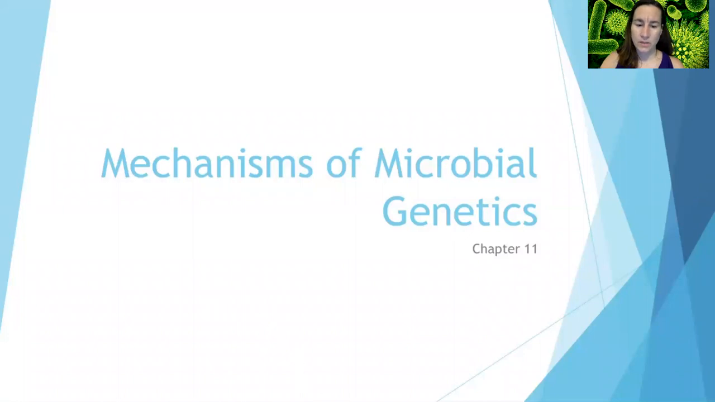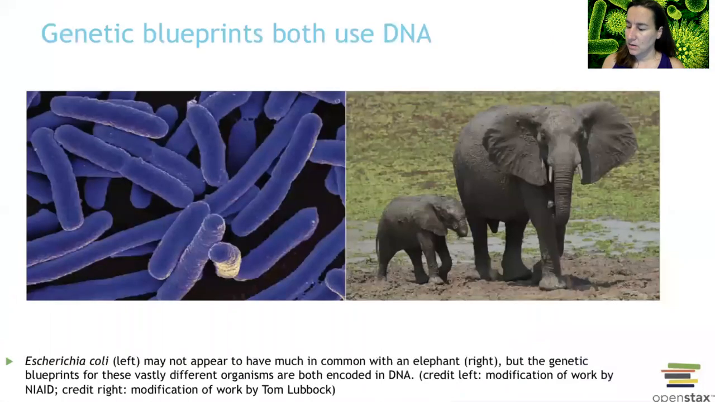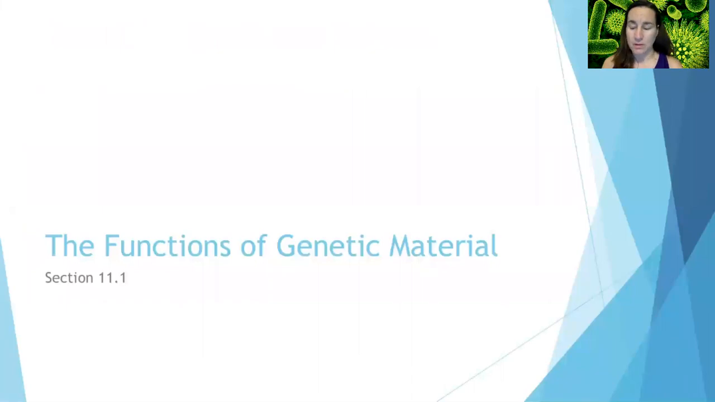Alright guys, in this video we're going to go over chapter 11 and the beginning two sections on microbial genetics. It starts out with talking about the blueprints of DNA: bacteria and prokaryotes in general have DNA, and eukaryotes have DNA. So what is true for what happens to the DNA in, say, E. coli is similar to what would still happen in a eukaryotic cell in regards to the DNA structure itself. So the blueprints are the same.